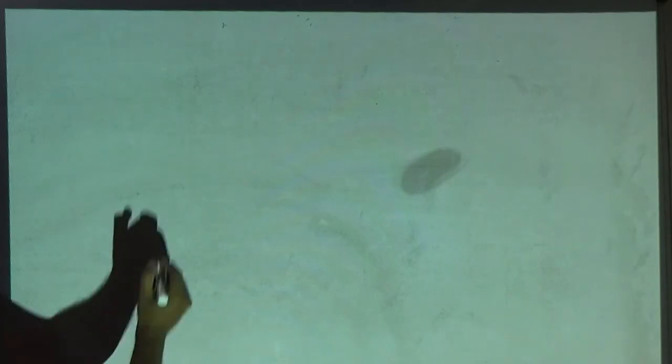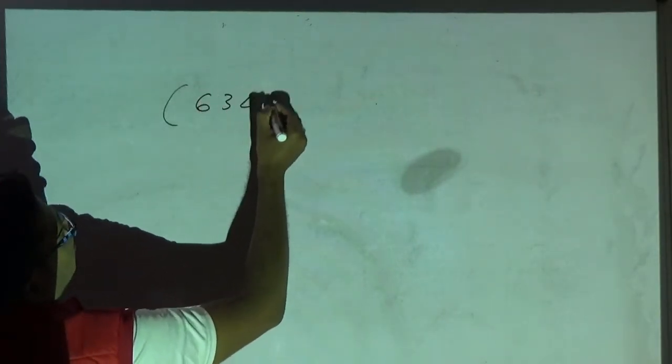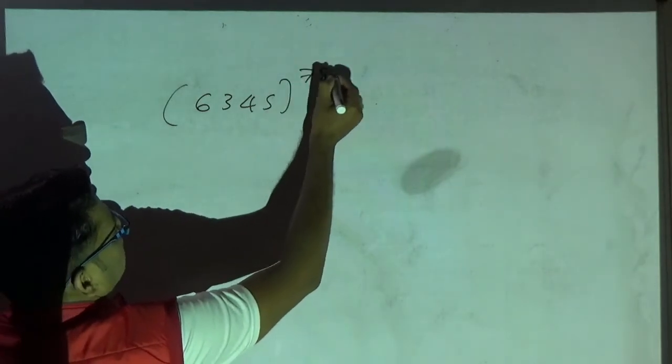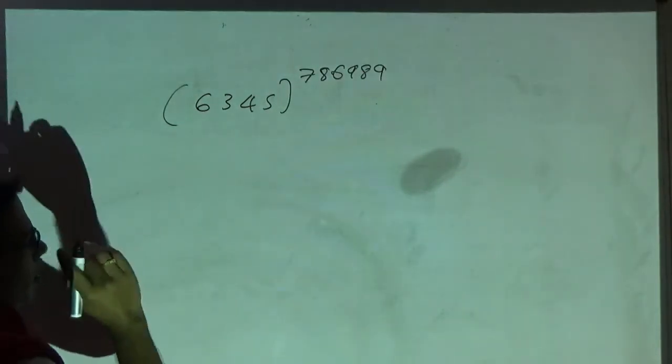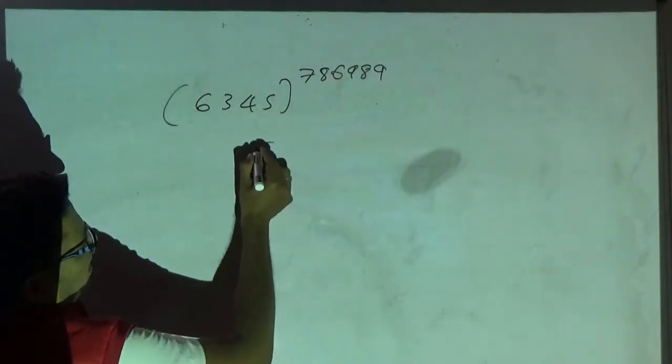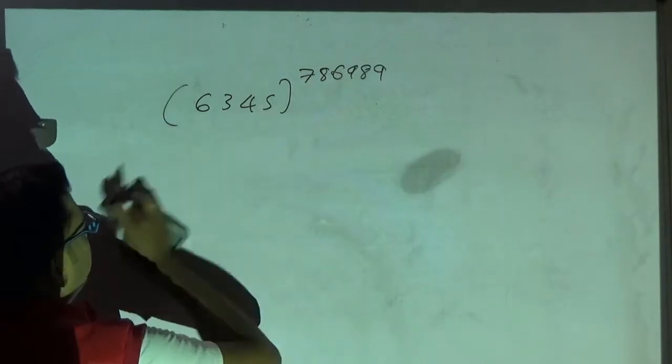So in an examination, if they ask a question like this, 63454 to the power of 78698, what will be the units place? What should be your answer? 5 is the answer. 5 power anything is always 5. Directly you can tell the answer.